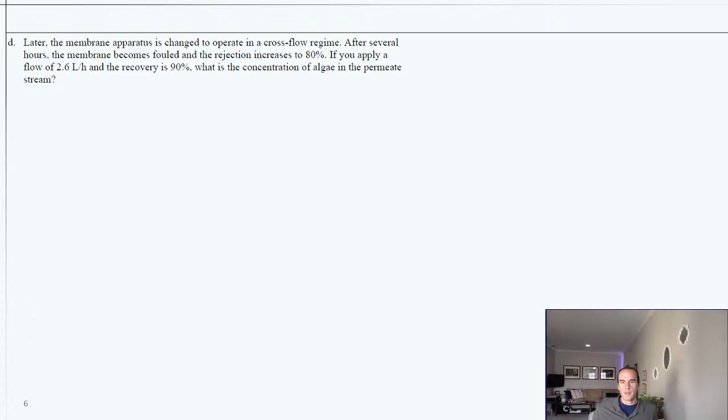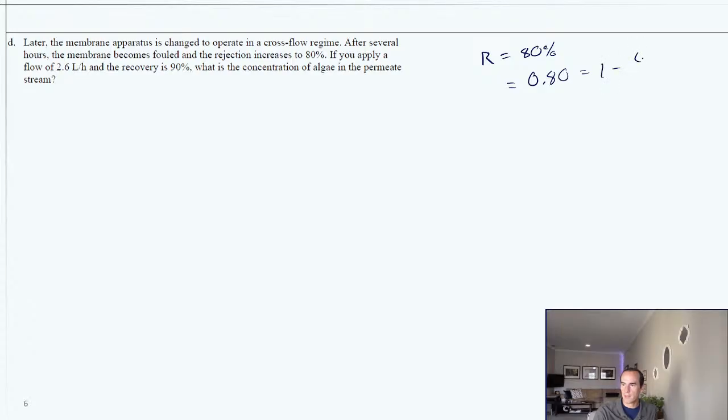Okay, so later, the membrane apparatus is changed to operate in a cross-flow regime. After several hours, the membrane becomes fouled and the rejection increases to 80%. So this membrane was designed maybe with it in mind that it's not going to reject many cells at first, but with some operation, it clogs up a little bit and then it starts filtering out pretty well. So now the rejection reaches 80%, that is our uppercase R, or we could say this should be 0.80, and we have an equation for that.